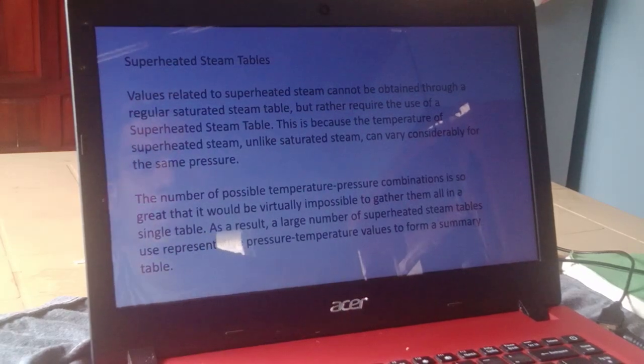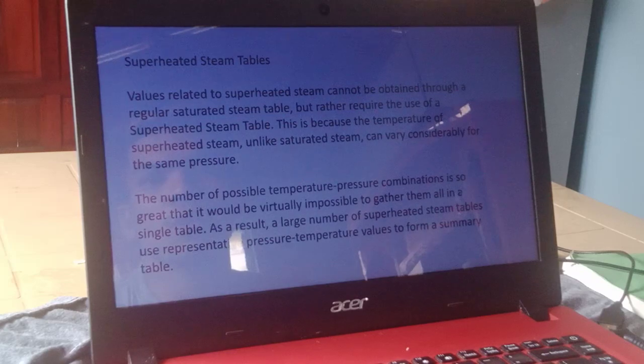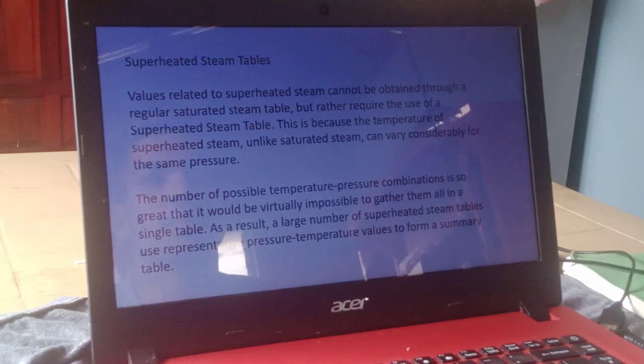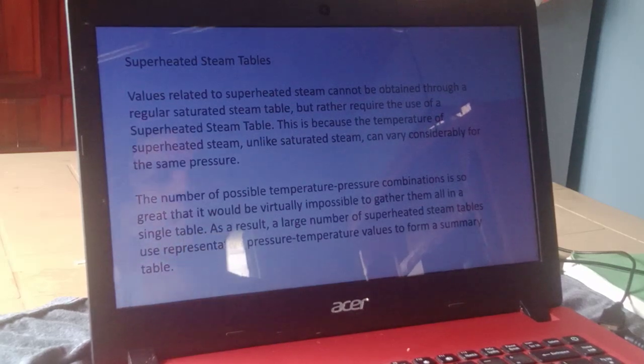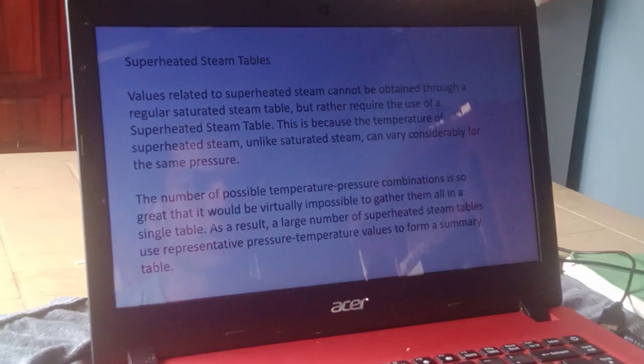Superheated steam tables. Values related to superheated steam cannot be obtained through our regular saturated steam tables, but rather require the use of superheated steam tables. This is because the temperature of superheated steam, unlike saturated steam, can vary considerably for the same pressure. The number of possible temperature-pressure combinations is so great that it would be virtually impossible to gather them all in a single table. As a result, a large number of superheated steam tables use representative pressure-temperature values to form a summary table.